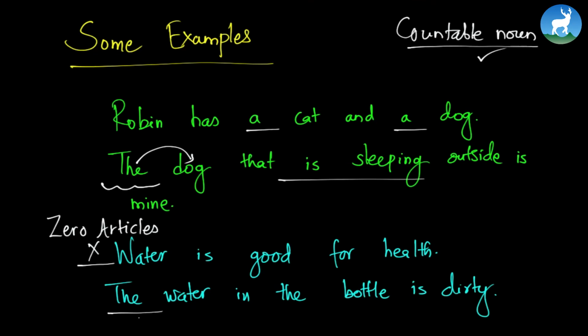The water in the bottle is dirty. Now we are referring to a particular kind of water. The water, which water? The water that is in the bottle is dirty. Now, since the water is specific in this case, we use the definite article, the. Right? Simple as that. Let's look at another example.